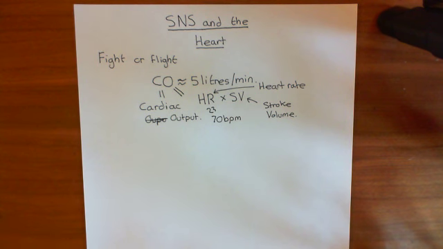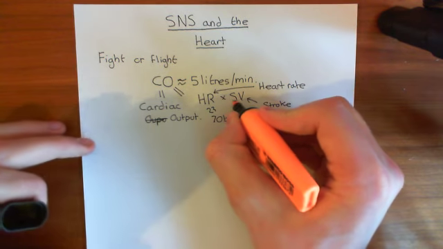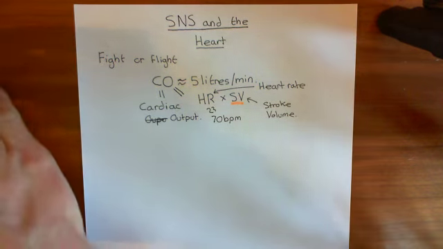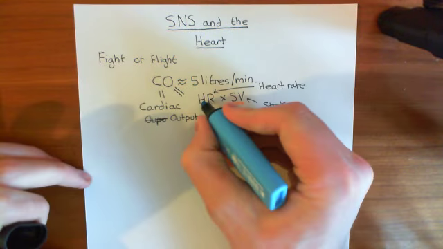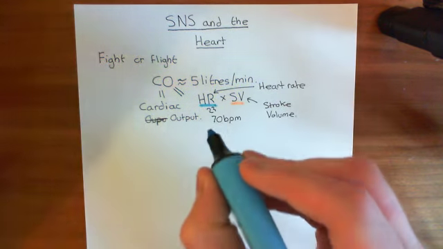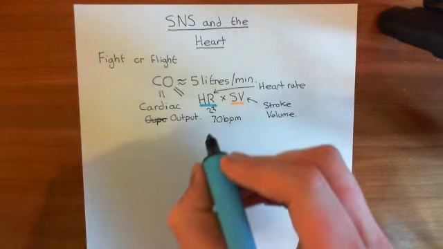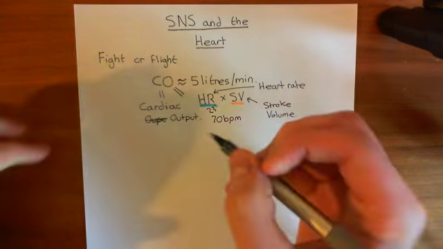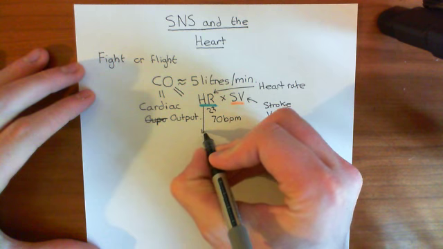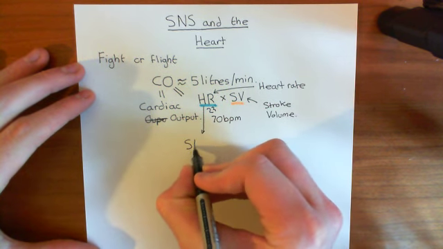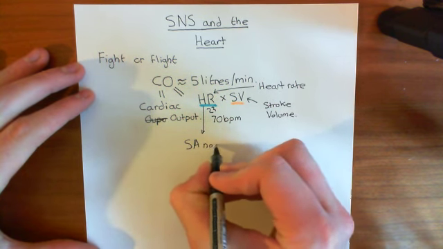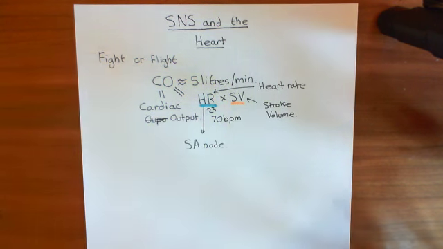We're going to increase the heart rate, and we're also going to increase the amount that it ejects with each beat, i.e. we're going to increase the stroke volume. So we're going to increase both of these. Now, in order to increase the heart rate, you have to act on the sinoatrial node, or the SA node, because the SA node, remember, is the portion of the heart which actually controls the heartbeat.